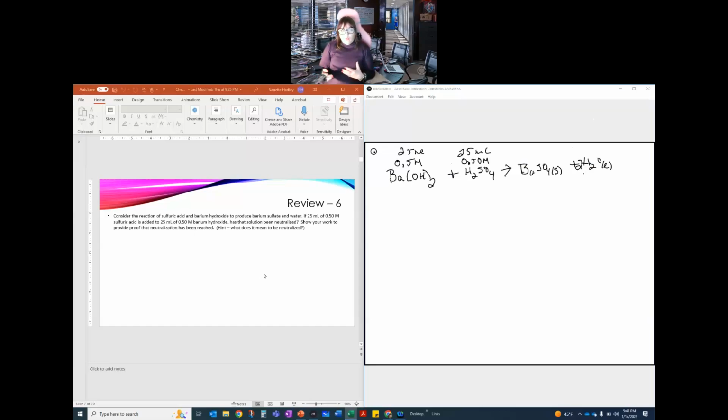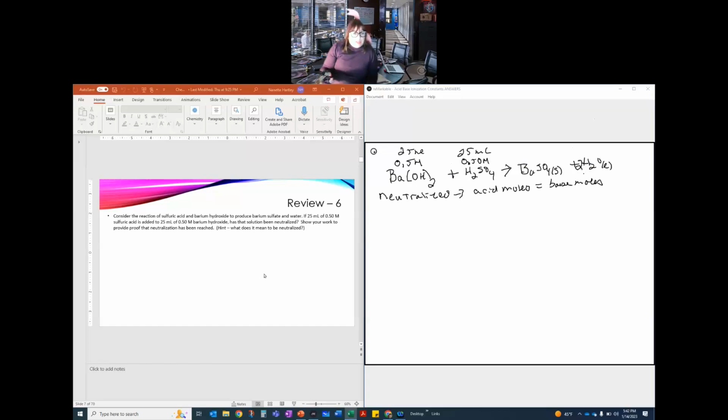Okay, what does neutralization mean? So when I say neutralized, that's a term we use in acid-base chemistry that indicates we've added the same number of acid moles as base moles. So when those two are exactly equal, then I have neutralized that solution. Okay, and the only thing that affects the pH is the water itself. Okay, that's what neutralization means.